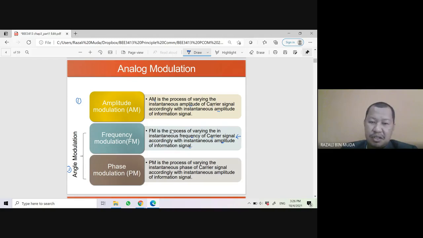Phase modulation is the process of varying the instantaneous phase of the carrier signal. So now you have the amplitude of the carrier signal, amplitude modulation; the frequency of the carrier signal, frequency modulation; the phase of the carrier signal, phase modulation, with the instantaneous amplitude of the information signal. All these are compared to the amplitude of the information signal. Same. So phase modulation and frequency modulation are part of angle modulation.